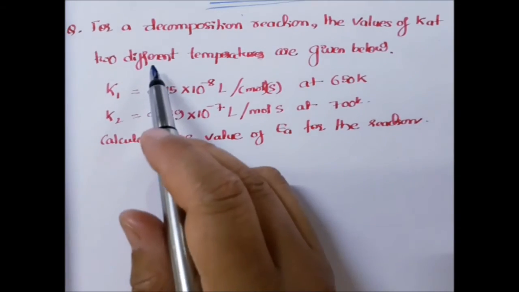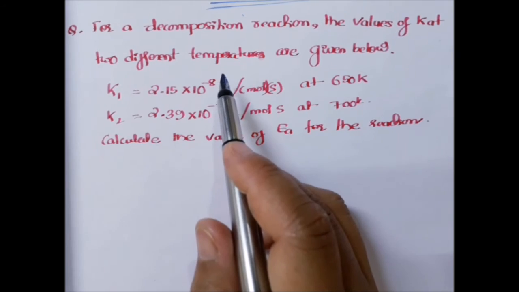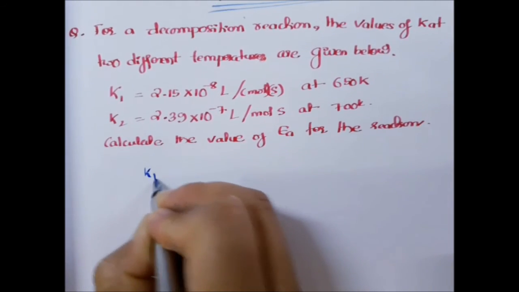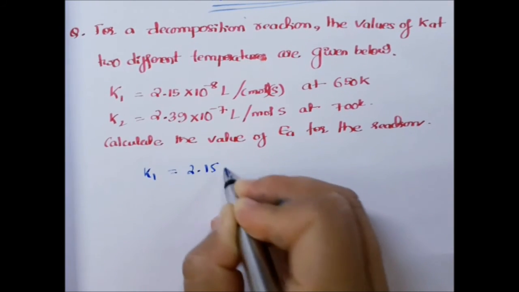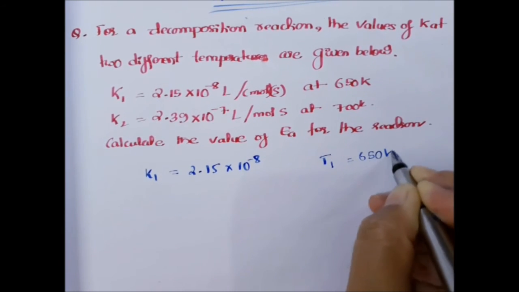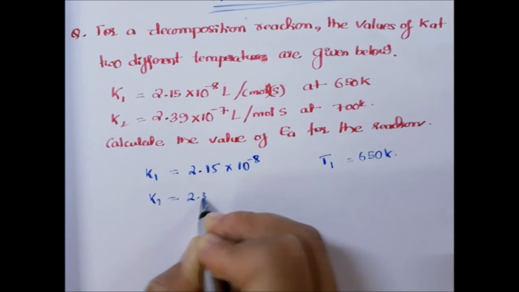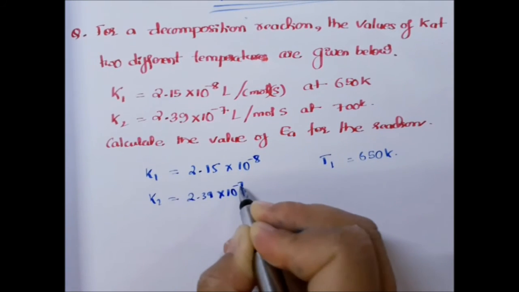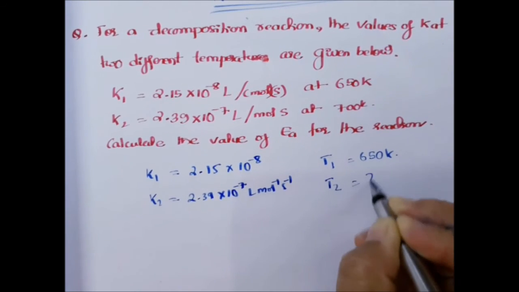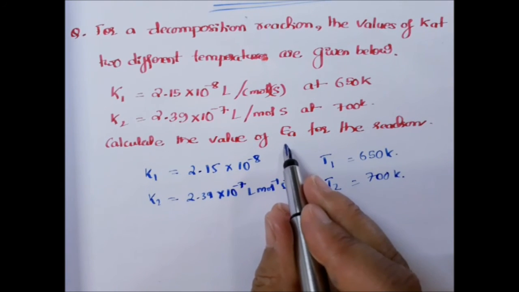Now let us do this question. For a decomposition reaction, the value of K at two different temperatures is given. K1 is equal to 2.15 into 10 to the power minus 8 at temperature 650 Kelvin, and K2 is 2.39 into 10 to the power minus 7 liter mole inverse second inverse at 700 Kelvin. The question is to calculate EA, the activation energy.